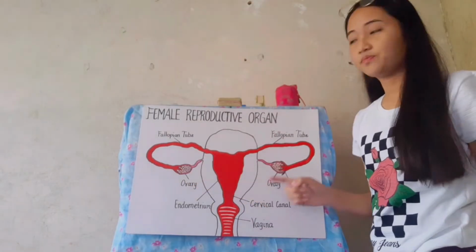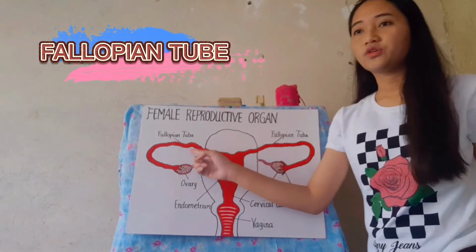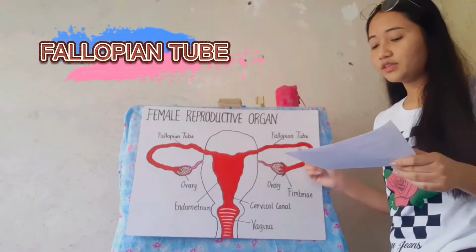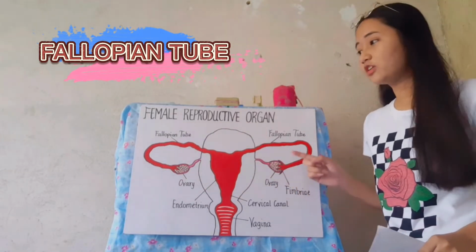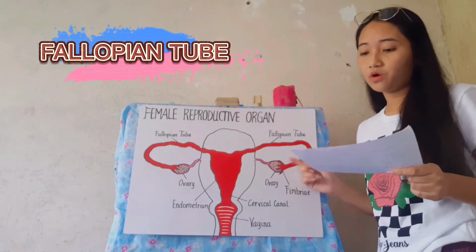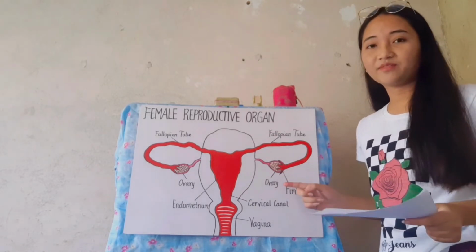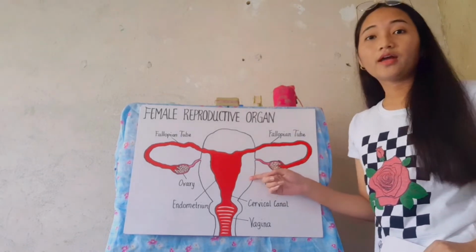First we have the fallopian tube. We have the fallopian tube right here. These are the narrow tubes that are attached to the upper part of the uterus. The main function of the fallopian tube is to collect the mature ovum from the ovaries and provide passage to the fertilized ovum to reach the uterus for implantation.